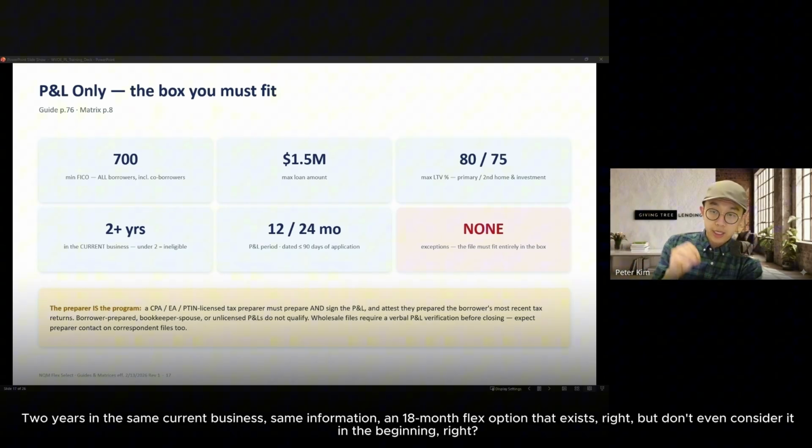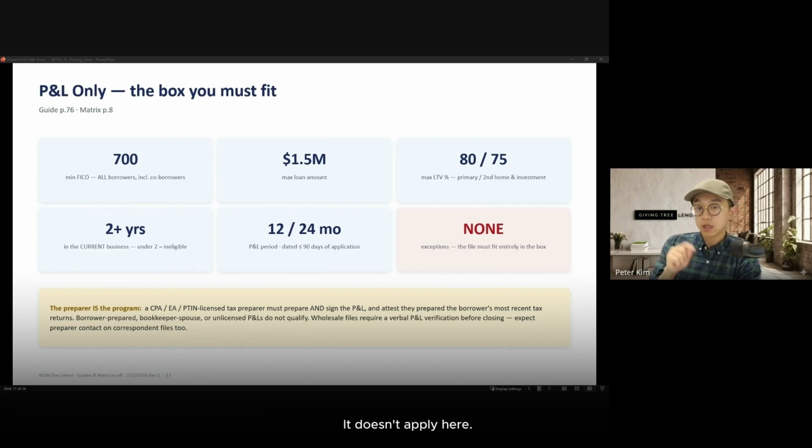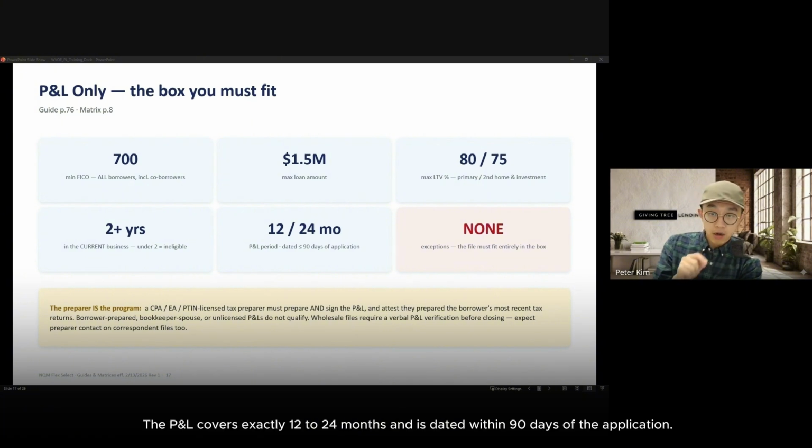Two years in the same current business, same information. An 18-month flex option exists, right? But don't even consider it in the beginning. It doesn't apply here. The P&L covers exactly 12 to 24 months and is dated within 90 days of the application.